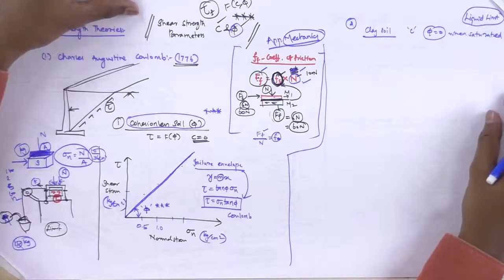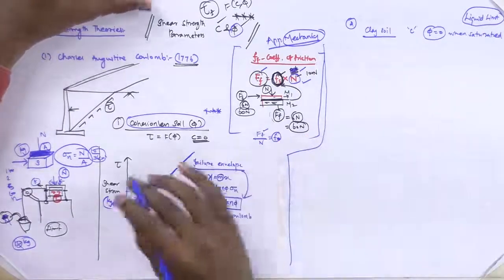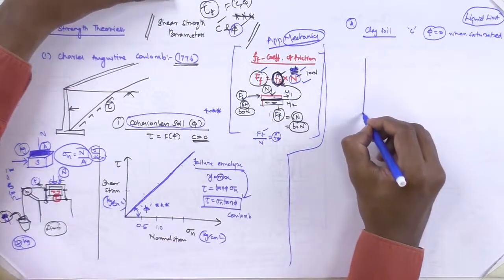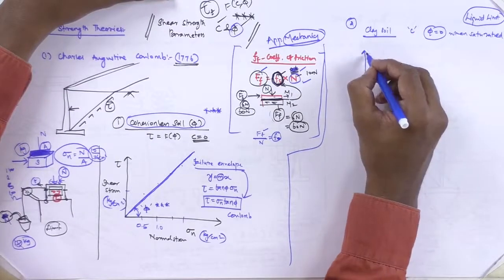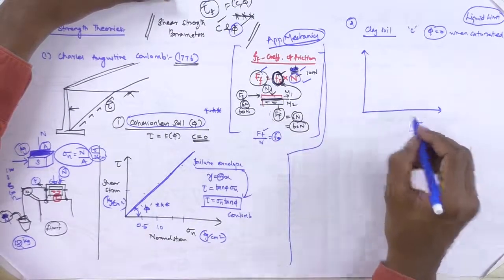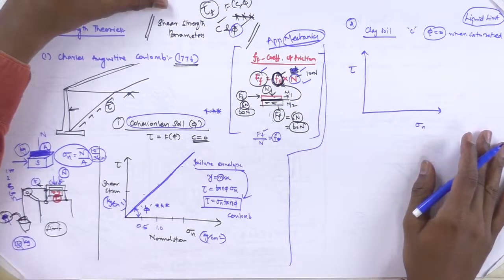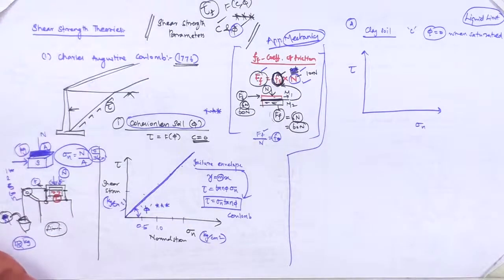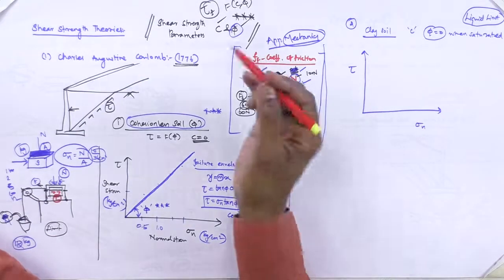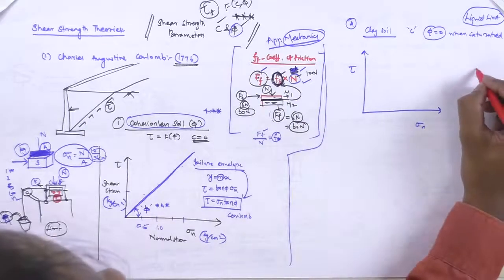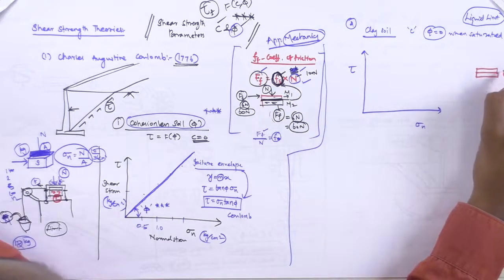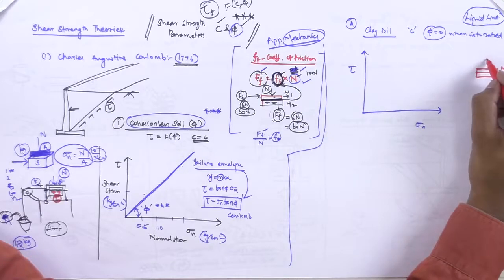Remember your liquid limit. So now, in the same way, how do we get the failure envelope, sigma n and tau? So now what happens? This cannot be applied here. See, by the way, this is material 1 and material 2.